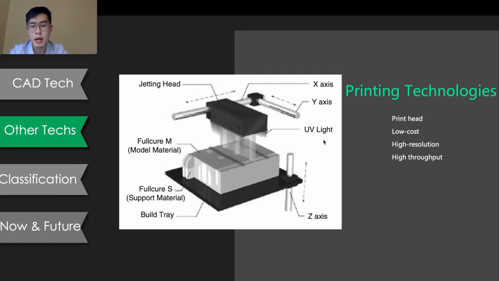Let's take a look at this picture. It is a print head used in AM technology. As we can see, it is a relatively compact device with all the droplet control technology highly integrated into it. And these print heads make it possible to produce low-cost, high-resolution, high-throughput AM technology.